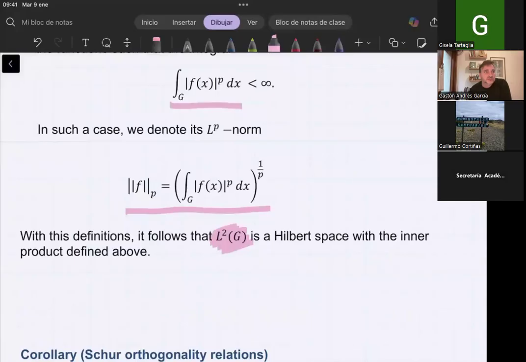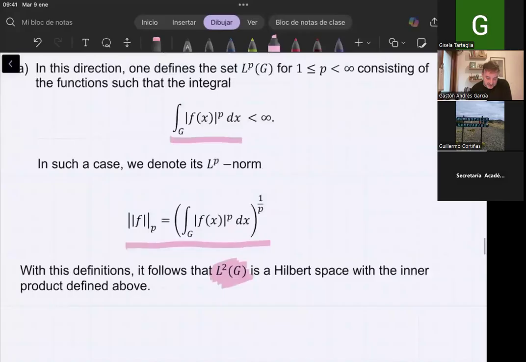No, that's right. The L^p functions are not necessarily continuous. The thing is, we can define the set of L^p functions using the Haar measure.